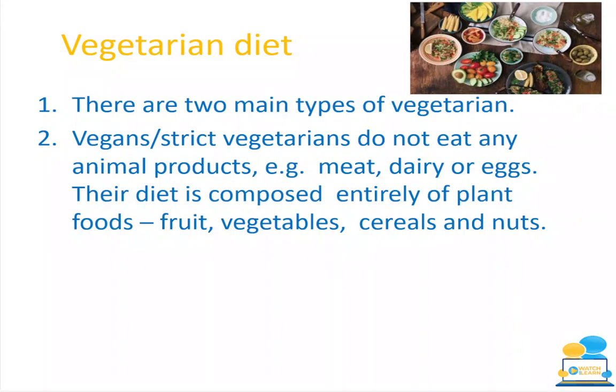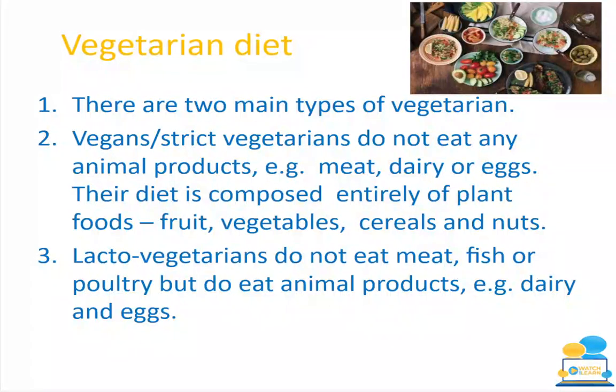So this includes your meat, so any type of meat, whether it's chicken, whether it is mince, beef. They also don't eat fish, they don't eat dairy, so milk, cheese, yogurts, and they don't eat eggs. So their diet is made up entirely of plant foods. So these include fruit, vegetables, cereals, and nuts. And it's important to be able to tell the difference between vegetarianism and veganism.